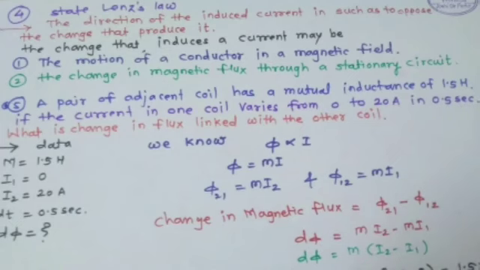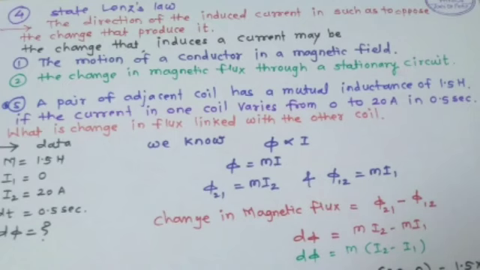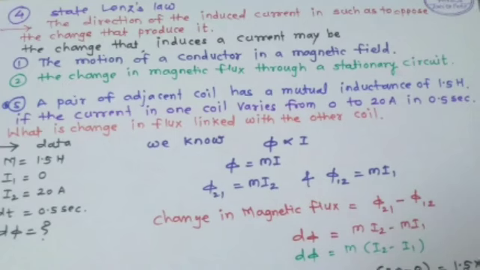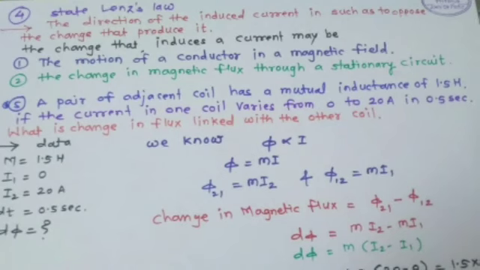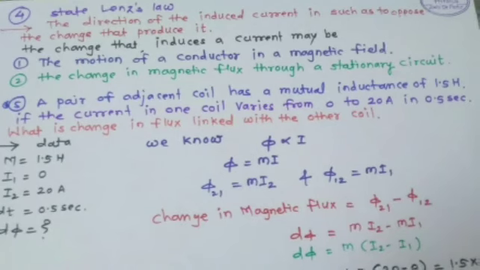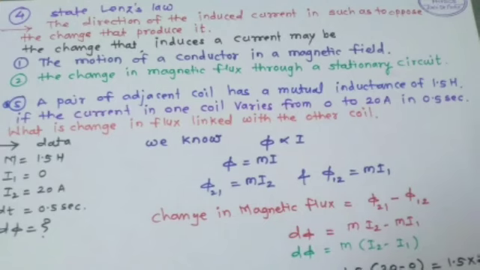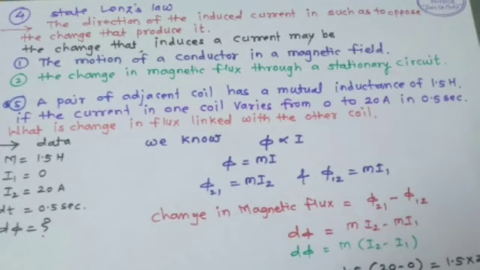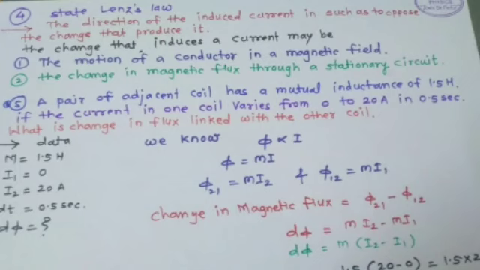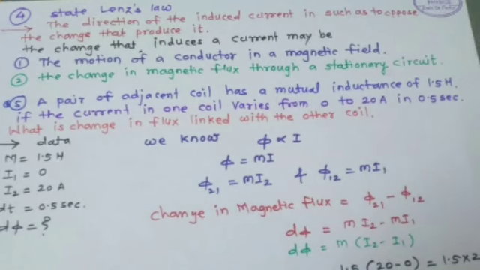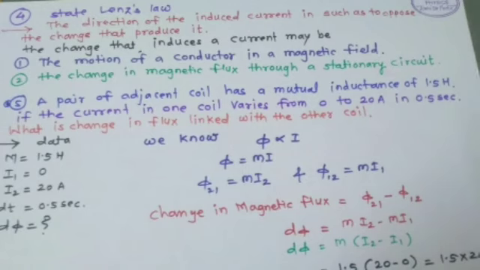State Lenz's law. Lenz's law states that the direction of the induced current is such as to oppose the change that produces it. The change that induces a current may be, number 1, the motion of a conductor in a magnetic field; number 2, the change in magnetic flux through a stationary circuit.